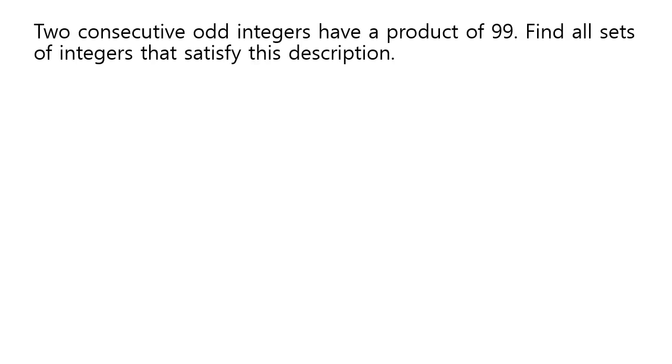The following is a quadratic word problem regarding integers. And the thing that you have to know before solving this is this word, consecutive odd integers. Well, you should first think about some examples of consecutive odd integers. These are like 1, 3, 5. These will be consecutive odd integers.